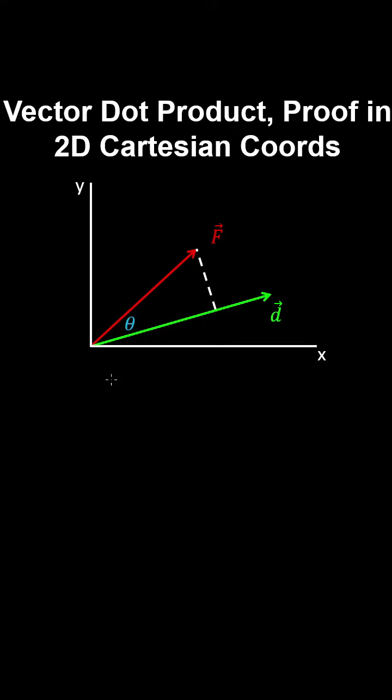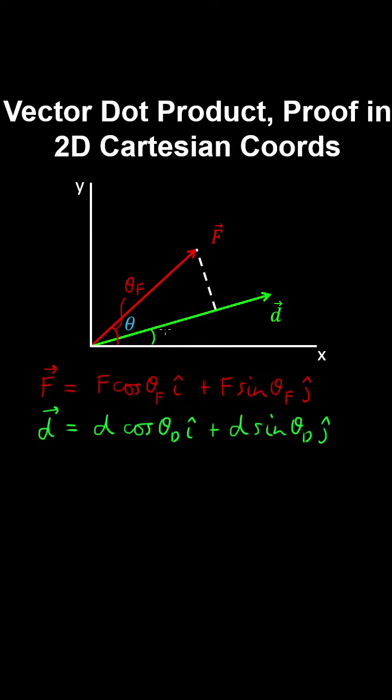Let's prove the vector dot product in Cartesian coordinates. So we'll first write both of these vectors in Cartesian coordinates, where theta f is the angle between the force vector and the horizontal axis. And similarly for the vector d, theta d is the angle between the vector d and the horizontal axis, where f and d are the magnitudes of vectors f and d.